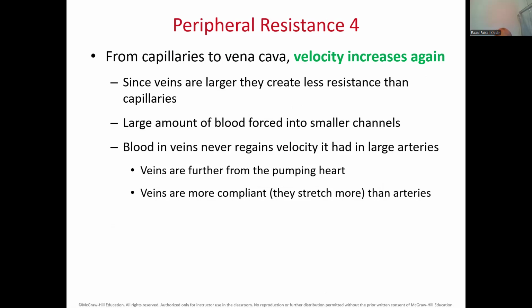So from capillaries to vena cava, the velocity is going to increase again. And since the veins are larger, they create less resistance than the capillaries. There is a large amount of blood that is forced into the smaller channels, and the blood in the veins is never going to regain the velocity that it had in the large arteries.